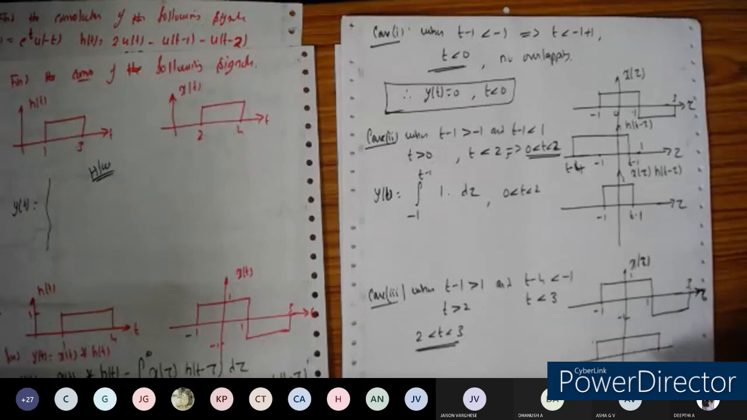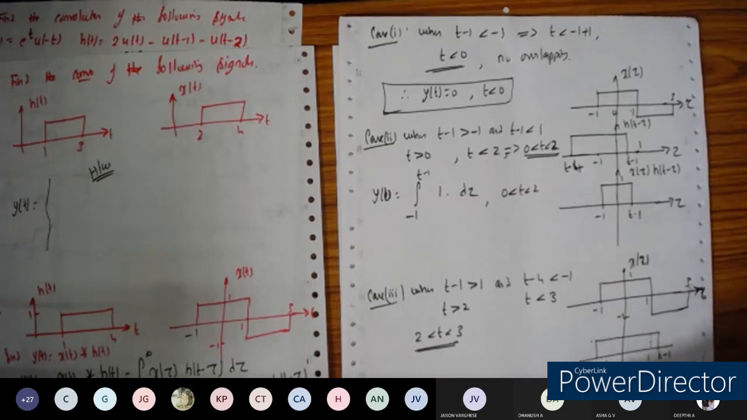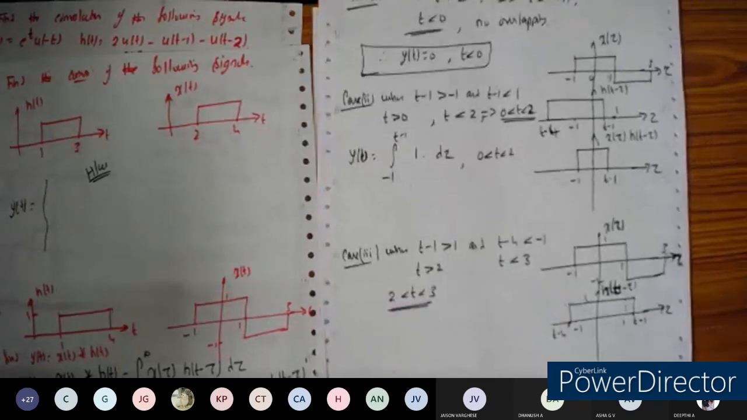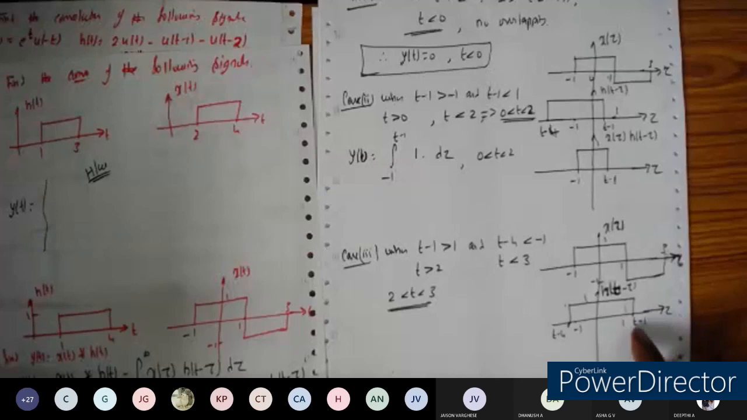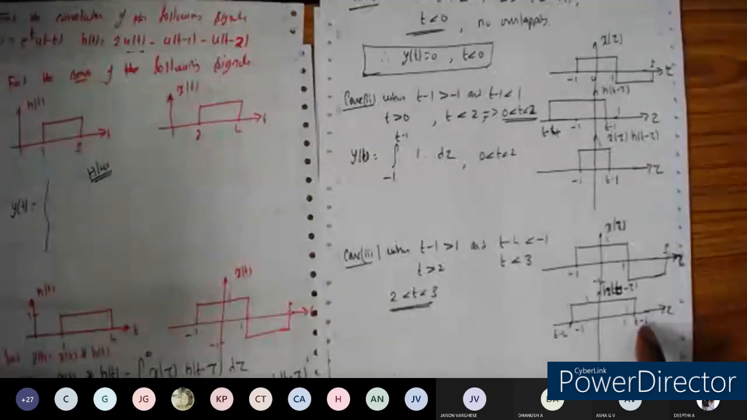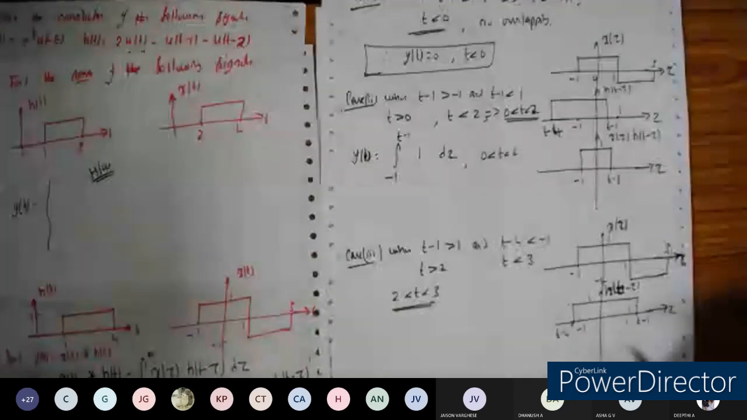Even if you get overlap, this will be 1. So this is t minus 1, this is -1, and this will be t minus 4. This is h of t minus 2, and this value is 1 here. Any confusion in taking the waveform? Any confusion in taking the time interval? If you have any confusion, you can let me know.